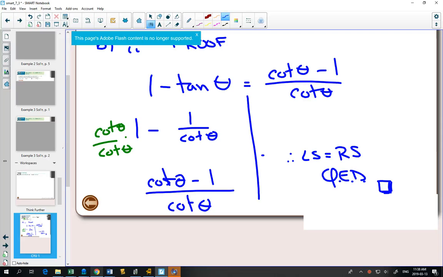And you could have also changed everything to sine and cos and got a single fraction. And it would work as well. So sometimes there's quicker methods versus longer methods for our proofs.